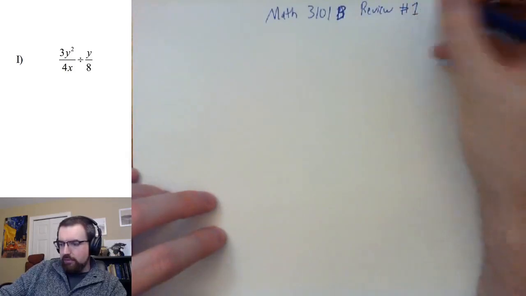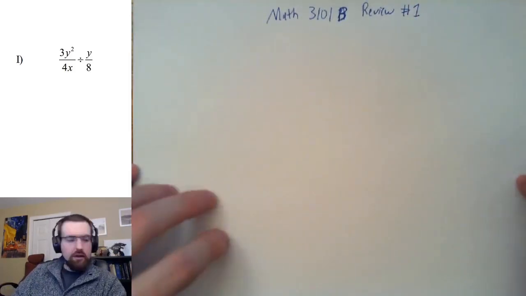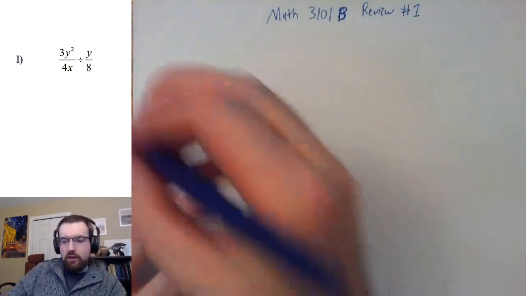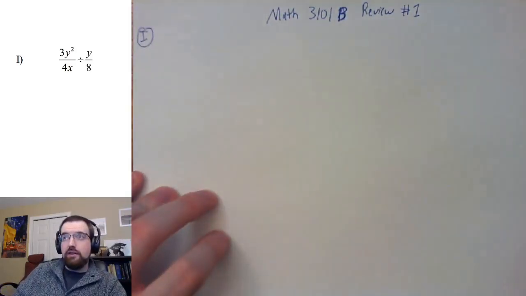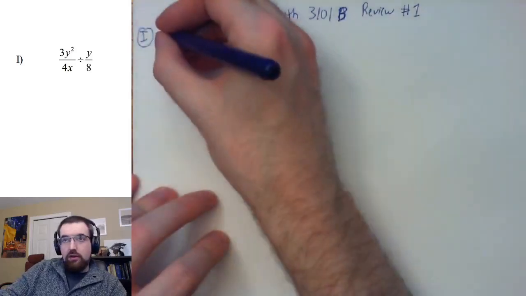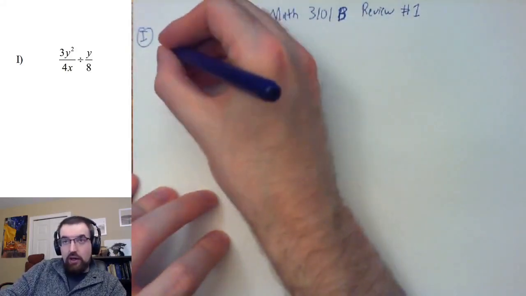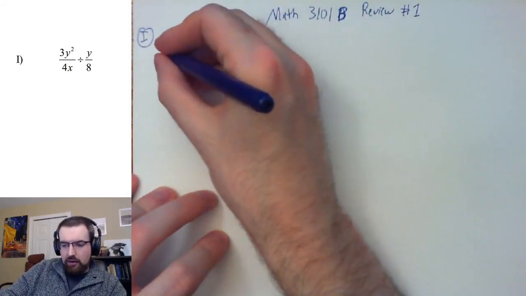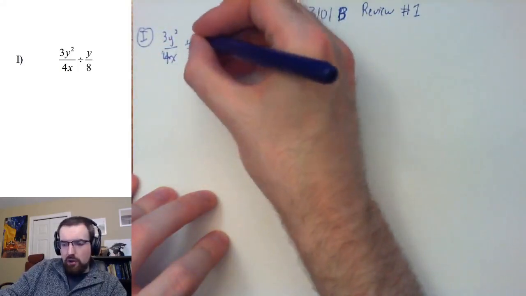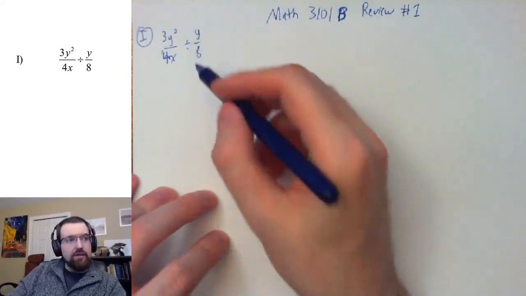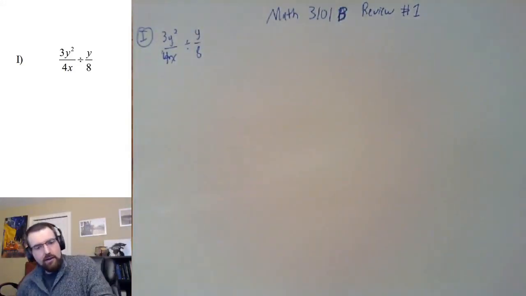Review number 1. Okay, so this is now going to be, I'm just going to call it I. I can't remember which question it was. I of 3y squared over 4x divided by y over 8. What does this divided by y over 8 mean?